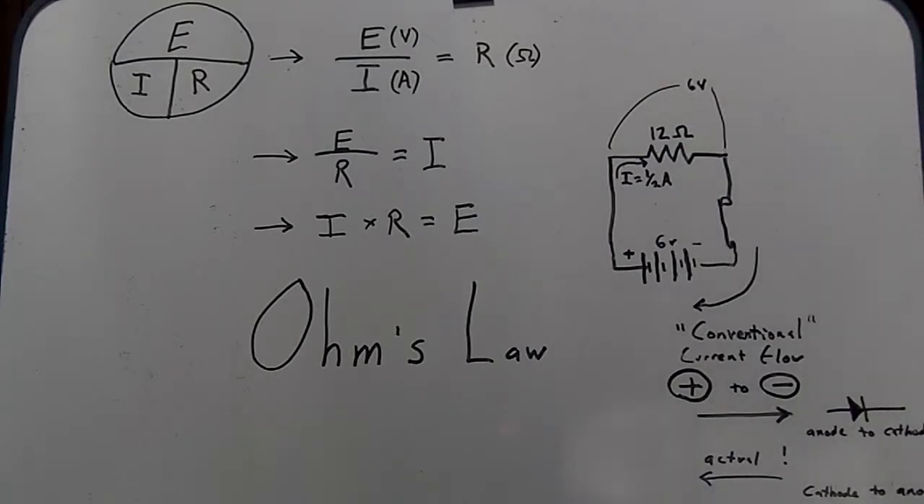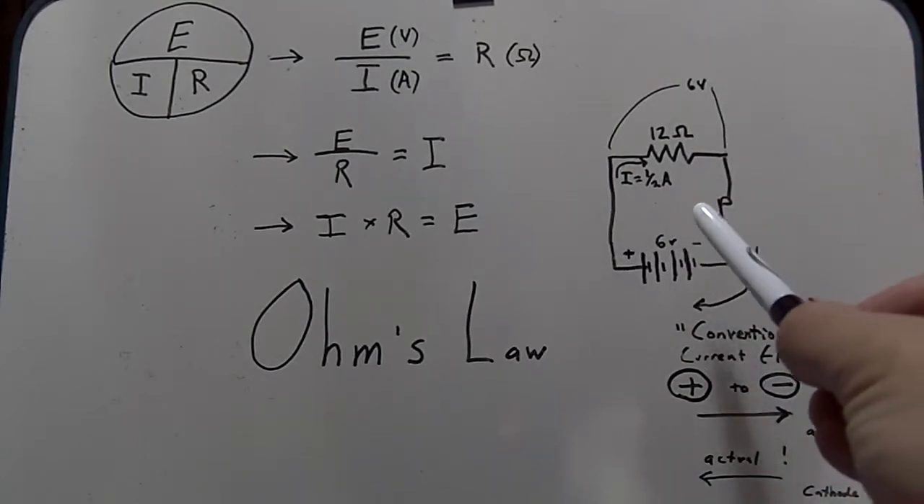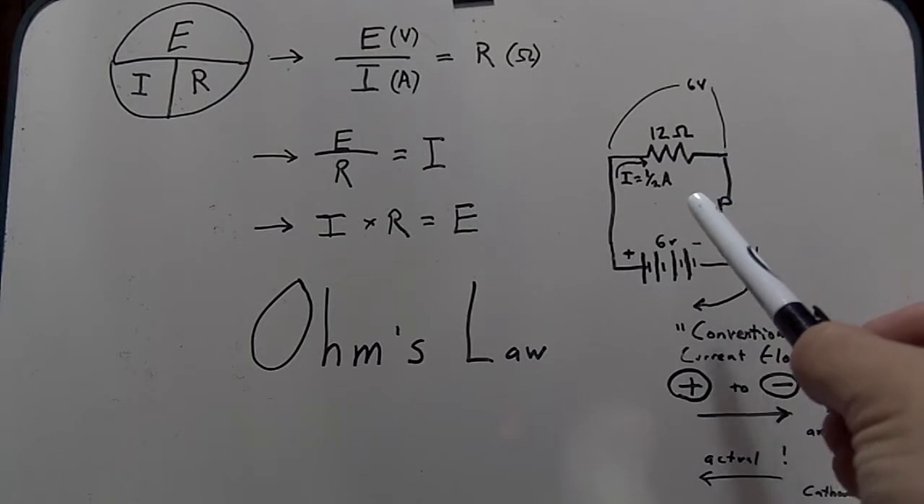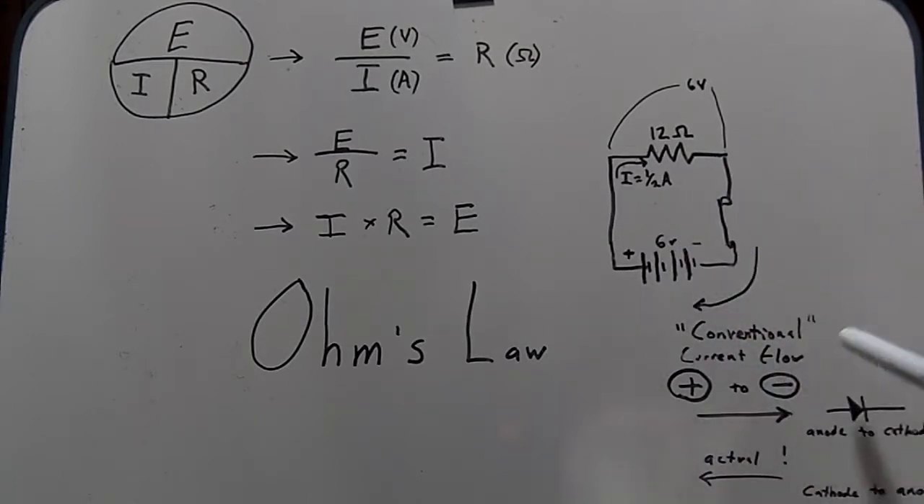The other thing I want to mention real briefly is we do everything in conventional current flow, positive to negative, as if power flew from the positive to the negative. This is called conventional current flow, and all semiconductors are going to be drawn in that way, anode to cathode in the current flow. The arrows always point in conventional current flow.